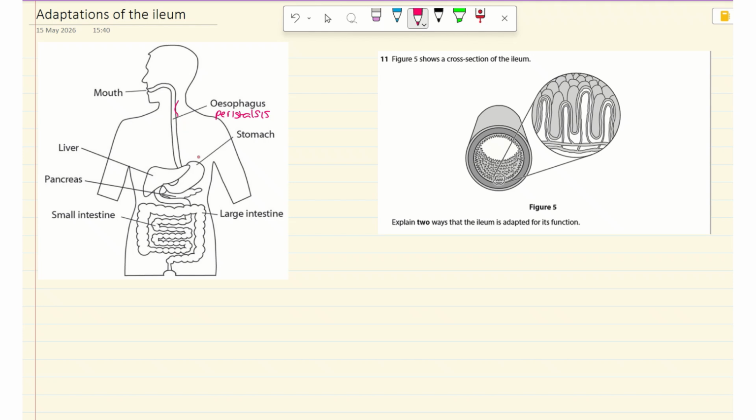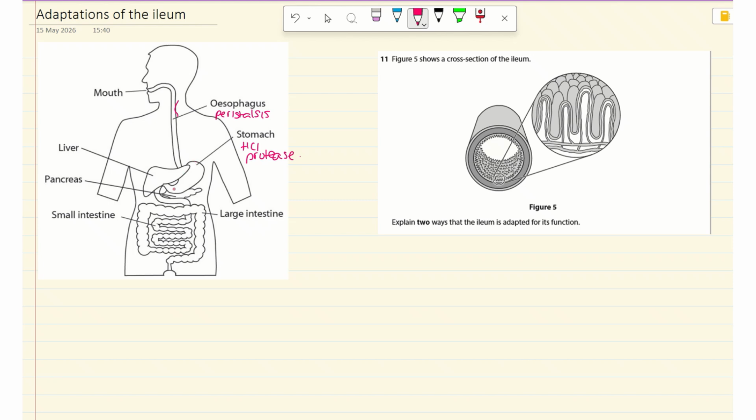Okay. Once the food gets into the stomach, we have our hydrochloric acid to destroy our microbes, and we have protease enzyme here. Then the food gets digested, and we also get the stomach churning the food, like the wall of the stomach contracts a little bit, so it actually mixes the food as well. So there is a bit of mechanical digestion happening here as well.